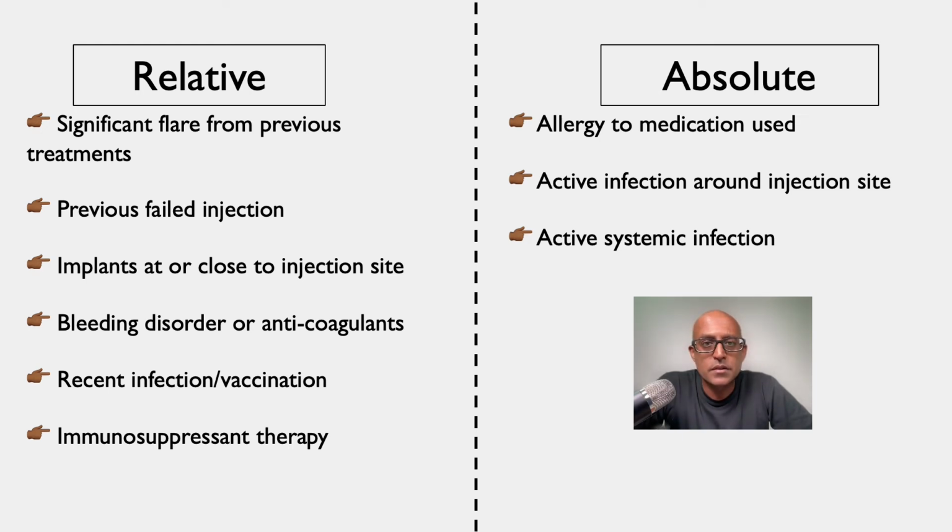In terms of absolute, to me there's really only three. If they've had an allergy to the medication, in which case it's a complete no-go for the treatment. If they have an active infection around the injection site itself, or if the patient has had an acute systemic infection either recently or if they're currently having something, then it's a real no-go for the treatment.